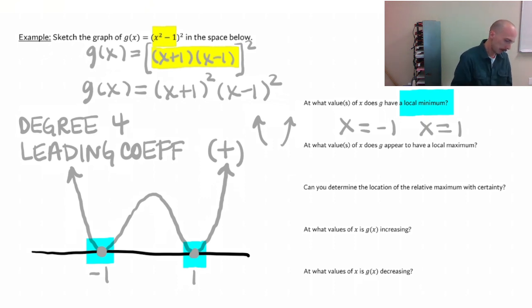But this graph could be upside down. I could just multiply this whole thing by negative 1. I'd still have double roots, but they'd be relative maximums. That's a different discussion. All right, at what values of x does g have a local maximum?